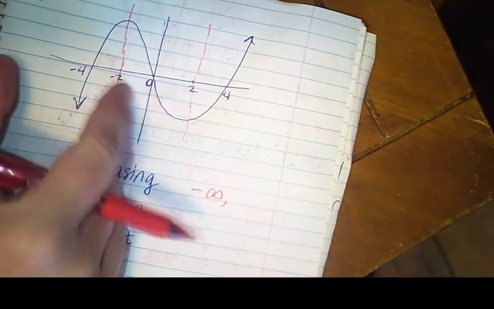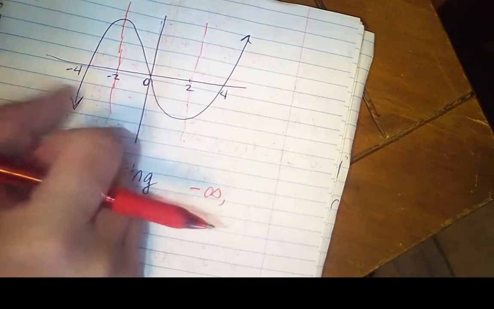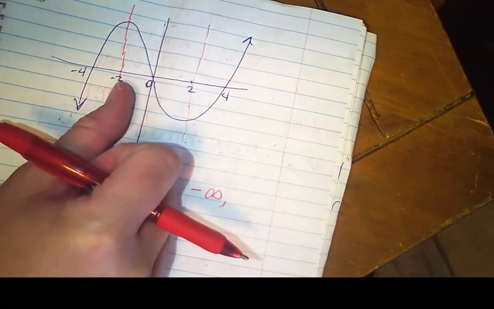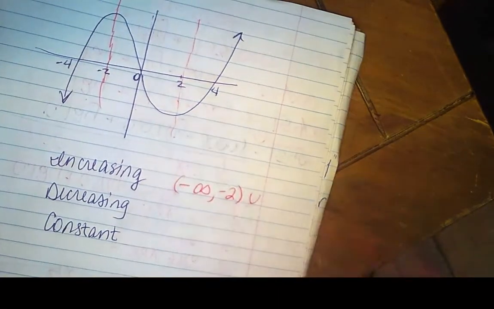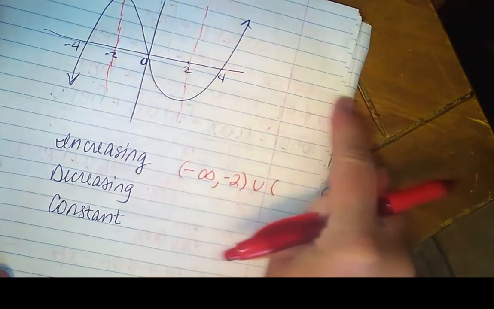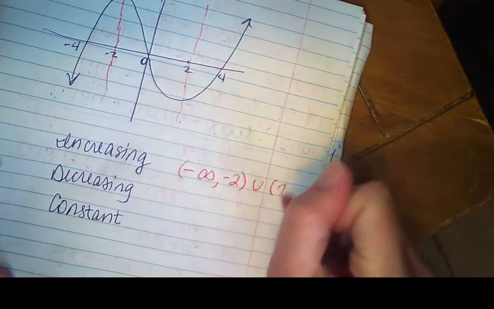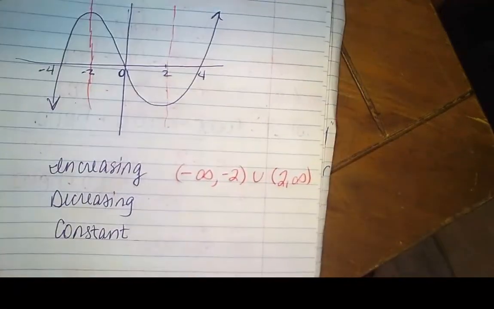So remember, you're telling me width. You're not telling me height. I don't care how tall it is. I just care about when it's going up, when it's going down. So from negative infinity all the way till it hits negative 2, it's going to be going up. And then when is it going up again? From positive 2 all the way for the rest of its life, it will be going up. So from 2 to positive infinity, it will also be increasing.